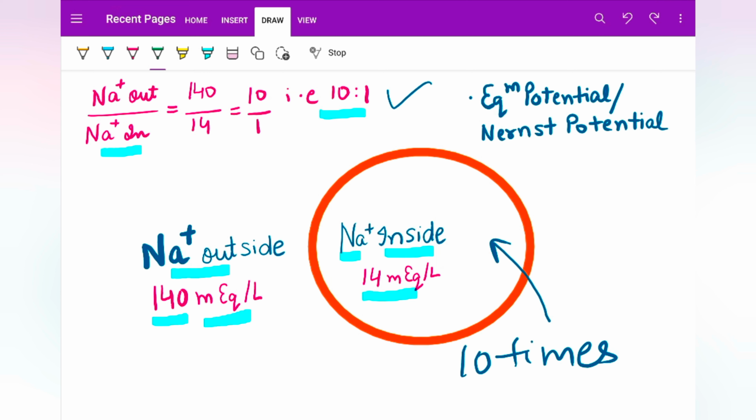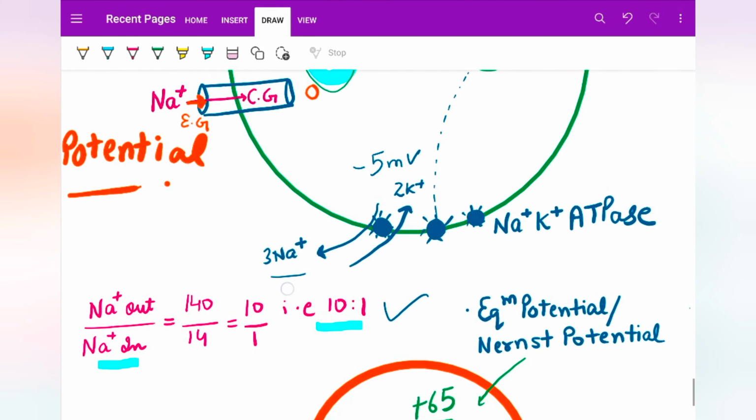So at these concentration gradients, when outside is 140 and inside is 14, if you look at the equilibrium potential or the Nernst potential for sodium, you know what it is? It is plus 65 millivolt. Now what does it mean? Let's get back to the previous slide.